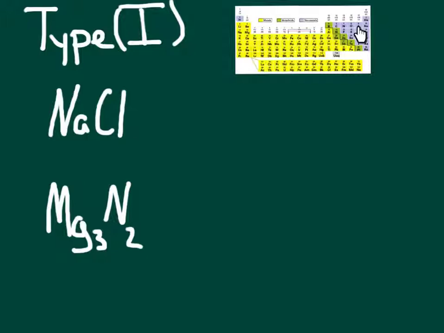The way to name a type 1 compound, a type 1 binary, is basically just write first the cation, so Na, which if you'll look at your periodic table, which I've supplied here on the screen, Na is right here. That is sodium. Now it's not listed on this periodic table, but one you might be referring to, it'll be listed.